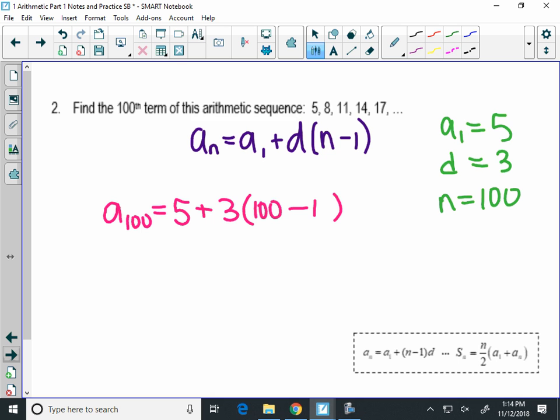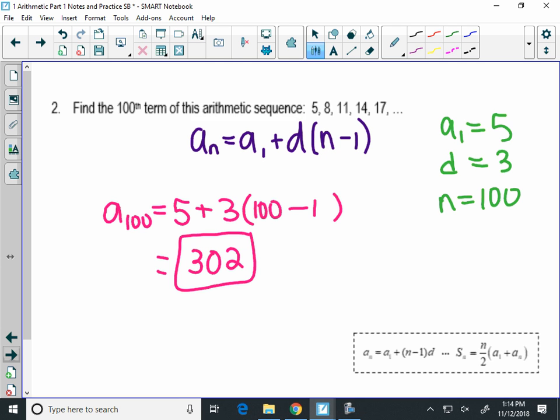Alright, so what is the 100th term in this pattern? What'd you get? 302? Yes? No? That's what a couple people got. Okay. Not alone then. Got 302. So if you wrote out 100 numbers following this pattern, the 100th one would be 302.